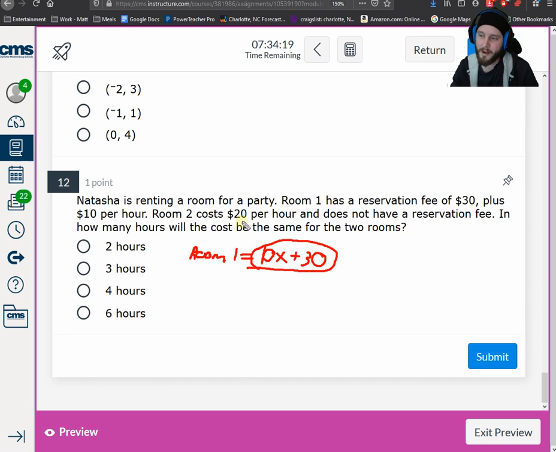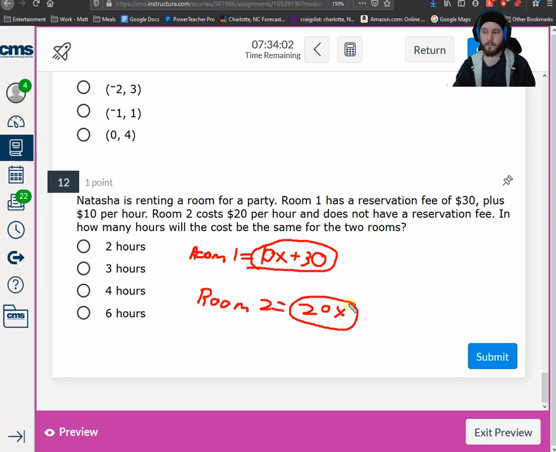Room 2 is just $20 an hour, no reservation fee. So room 2 is just going to be 20 bucks an hour. Not 2x, that would be 20x. So here are my 2 equations. We have 10x plus 30, and we have 20x.